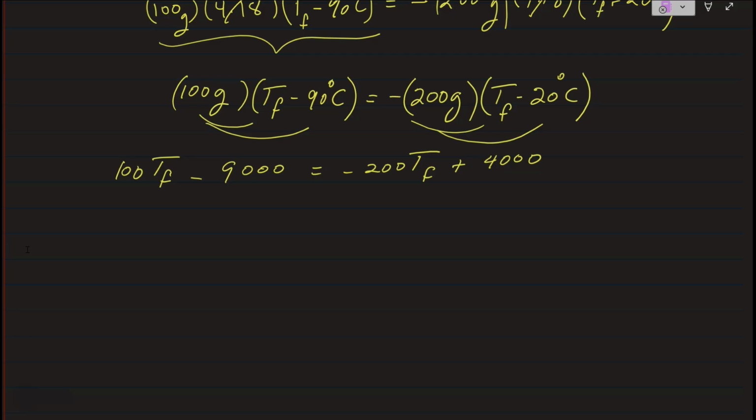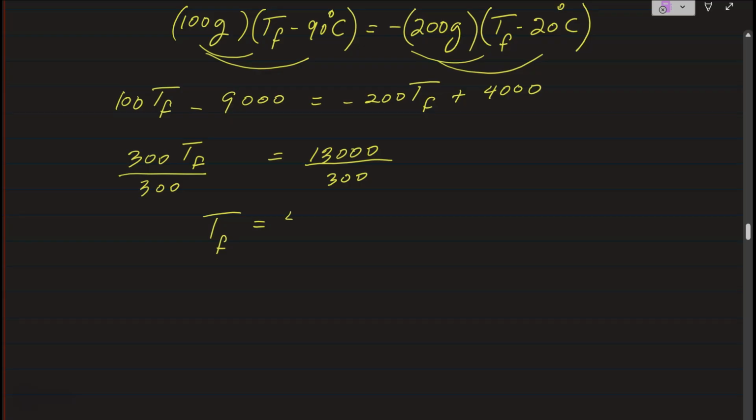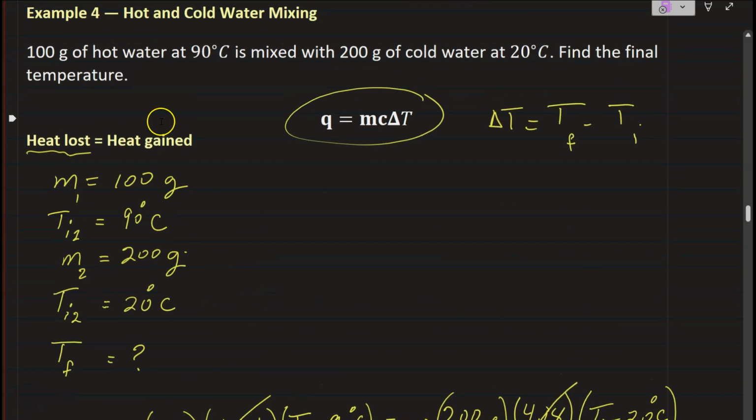Okay, on that side, collect like terms, we get 300 times TF is equal to, and then 9,000 to the other side, and 4,000, you'll end up getting 13,000. Divide both sides by 300, and the final temperature will be 13,000 divided by 300, which would be 43.3 degrees Celsius. That is the final temperature when you mix this 100 grams of hot water at 90 degrees with 200 grams of cold water at 20 degrees. All right, so here it is.